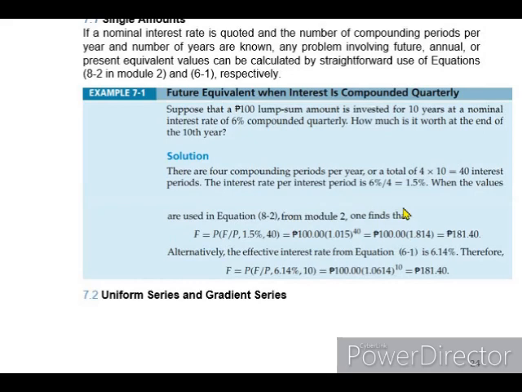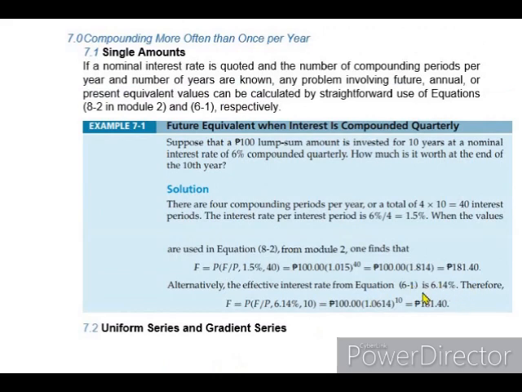So, when the values are used in equation 8-2 from module 2, one finds that, so isa-substitute lang natin sa equation na yun. So, ano ba yung equation na yun? Ito. Okay? Substitute natin. Kasi given na yung P eh. Yung P dito ay 100 pesos. Okay? So, yung equivalent niya, so it is equal to 181.40 pesos. So, alternatively, yun yung future niya, future amount. So, alternatively, the effective interest rate from the equation 6-1 is 6.14%.